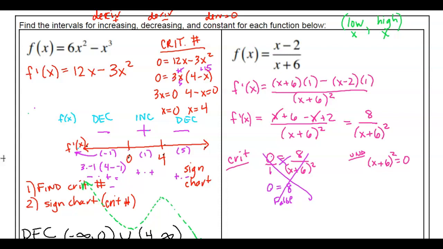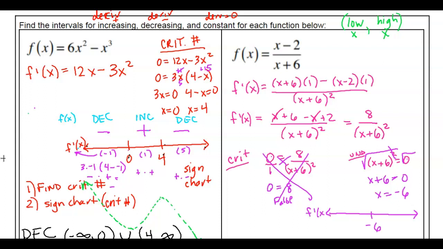For undefined, I'm going to take the square root. So x plus 6, square root of 0 is 0, so subtract 6. And this was a domain restriction anyway, so if I didn't check for undefined, I would need that anyway because that's when my derivative has a domain restriction. My original function has that restriction too, so notice that's the same, and that is critical. So on my sign chart, I only have one critical number.